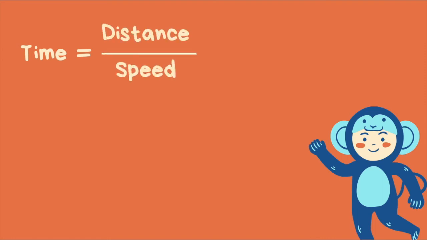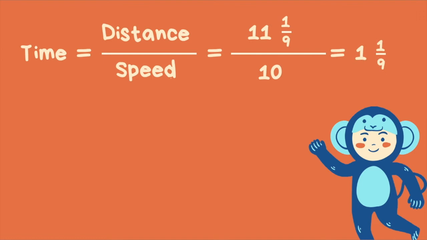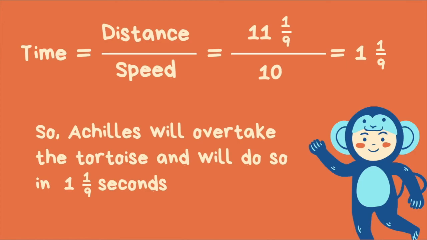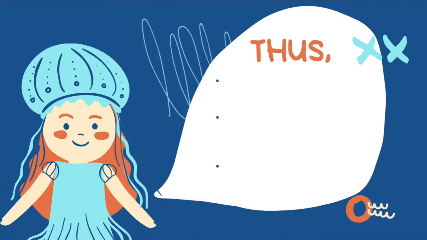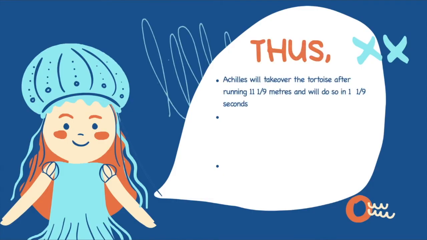Now that we've got the distance, let us now find the time it will take for Achilles to take over the tortoise. As most of you should have known, the formula for time is distance over speed. The distance is 11 1 over 9 meters, while the speed is 10 meters per second. After dividing it, we will get 1 over 9 seconds. Thus, it can now be concluded that Achilles will take over the tortoise after running 11 1 over 9 meters and will do so in 1 over 9 seconds.